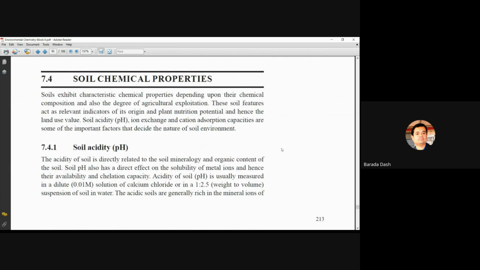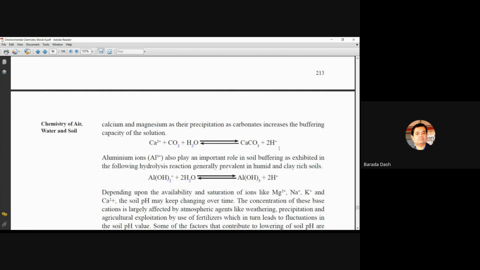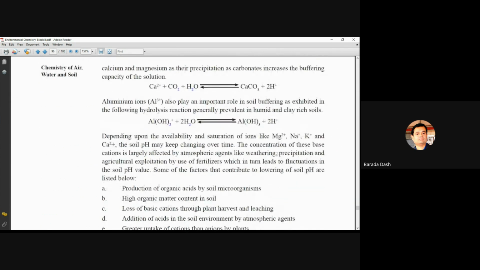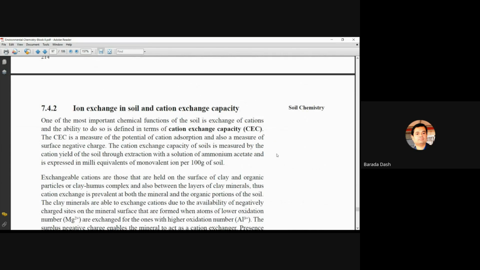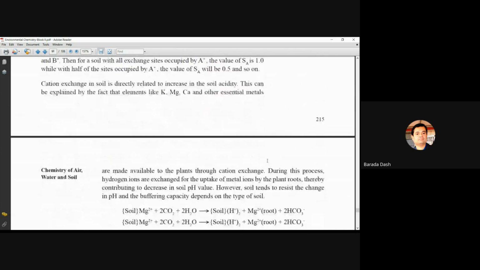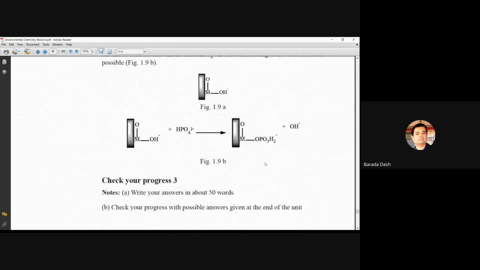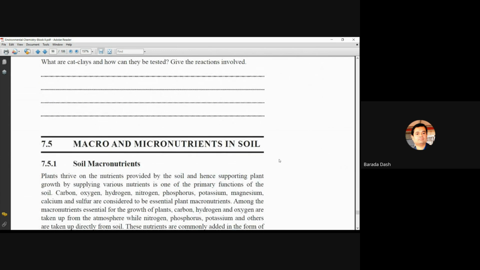Soil chemical properties. Soil has acidity: it is either basic or acidic. If it is acidic, the pH is less than 7, say 5 or 6; it is neutral at 7, and basic when greater than 7. So this is soil acidity. Then ion exchange in soil and cation exchange capacity. Macro and micronutrients in soil.